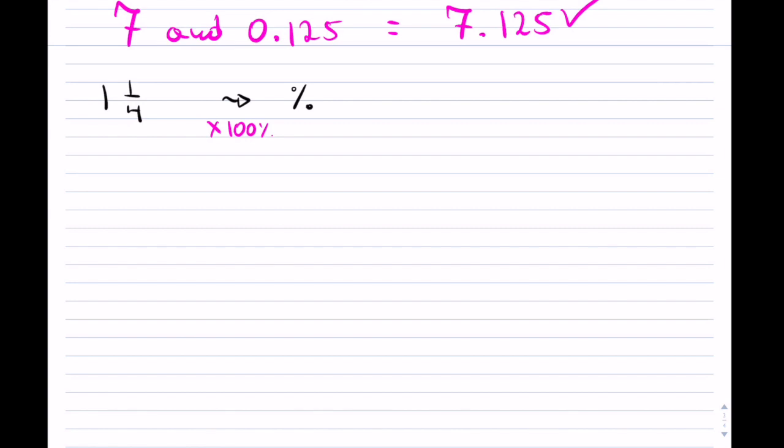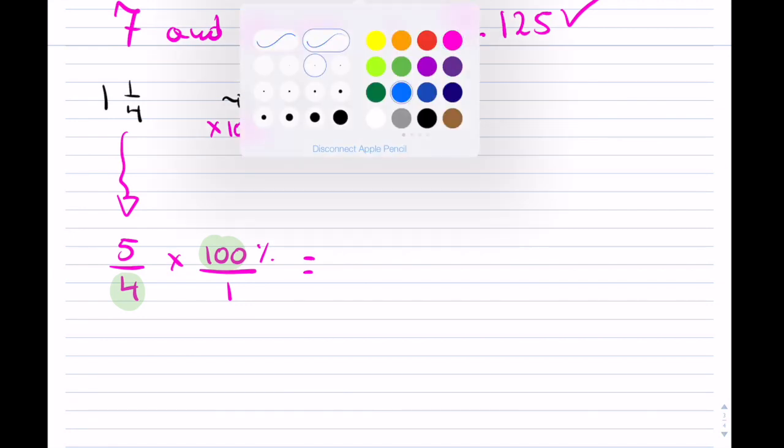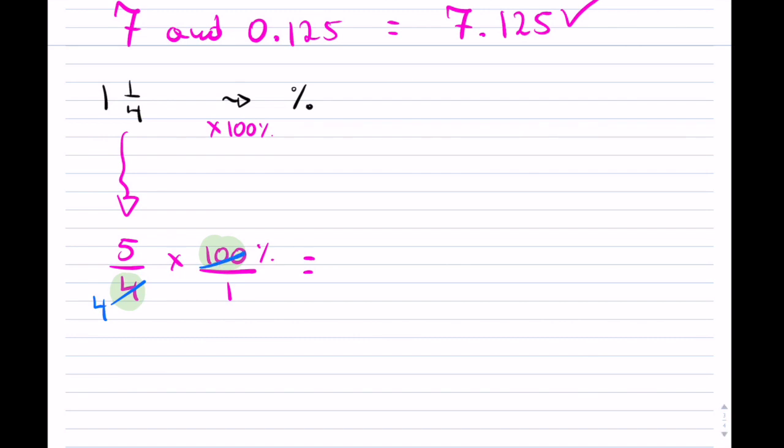Okay, so let's take a look. So first off, 1 1/4 is 5/4. Now, if I multiply by 100, notice I can reduce because there's a 4 and there is the 100. 4 goes into itself, and it goes into 100 25 times. So 4 into 4 goes once. And now I have 5 times 25, which is 125%. And that completes the last example.